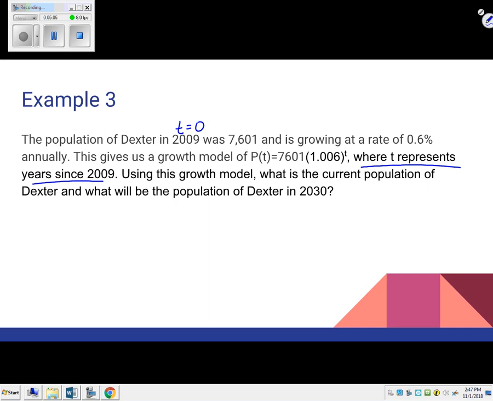So using this growth model, what is the current population of Dexter? Well, I am currently making this video in the year 2018. Well, 2018 is 9 years after this 2009 year. So that means that to find the current population, I need to plug 9 in for t. So I'm just evaluating another function.